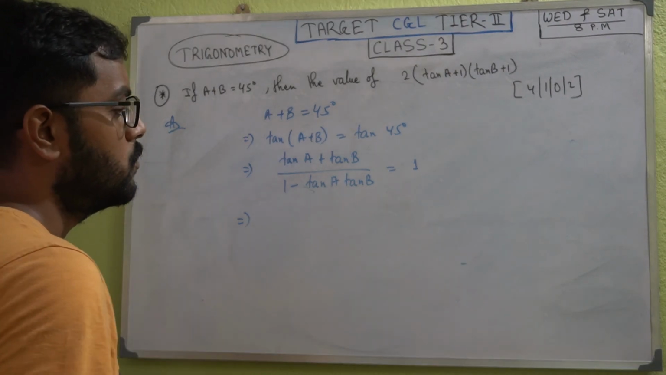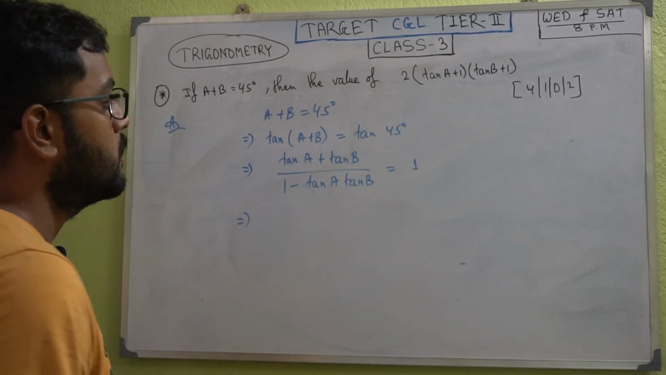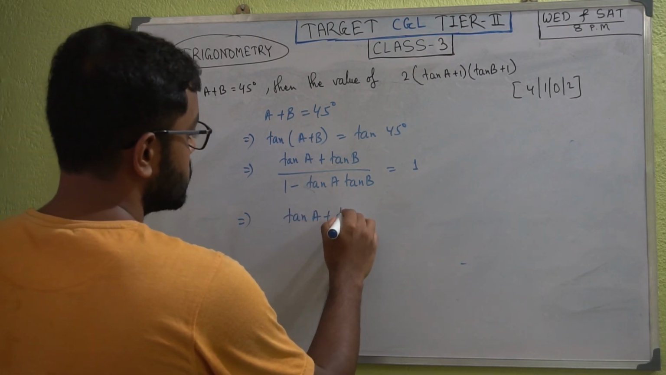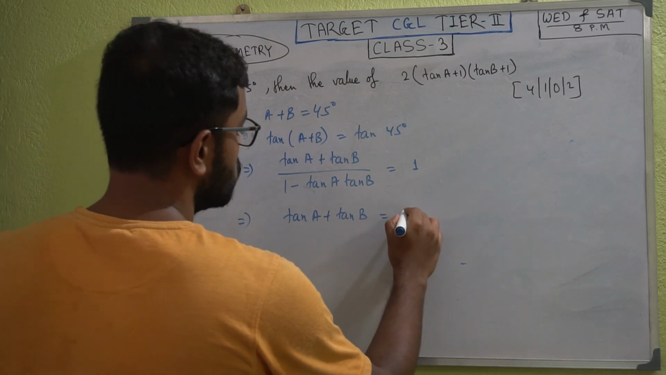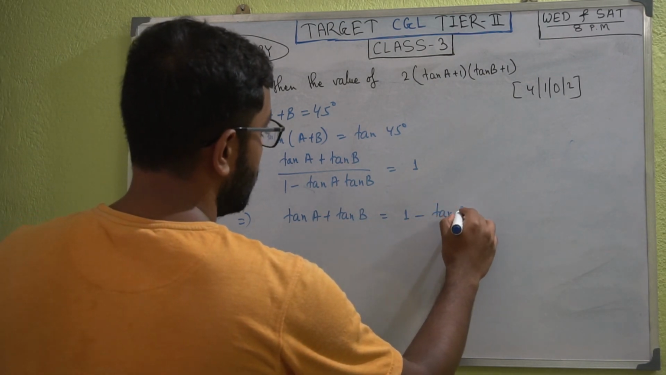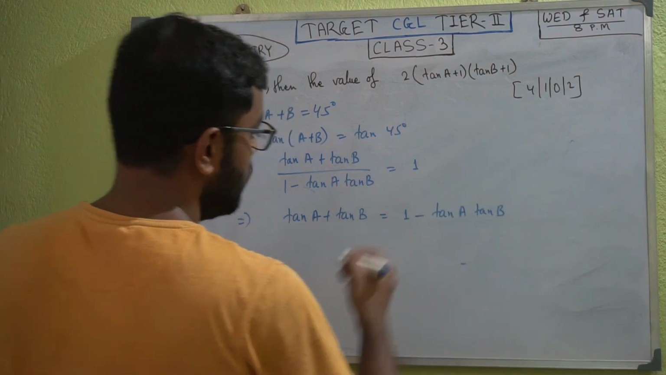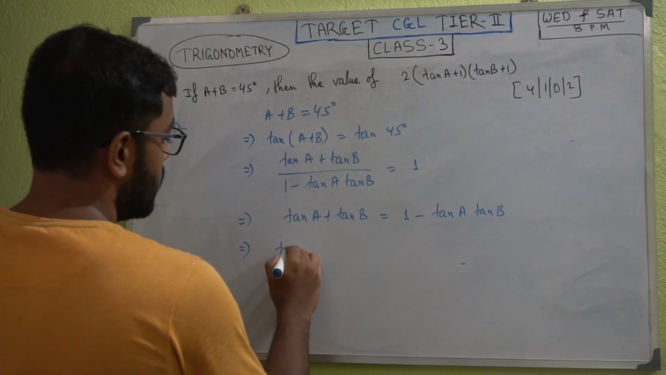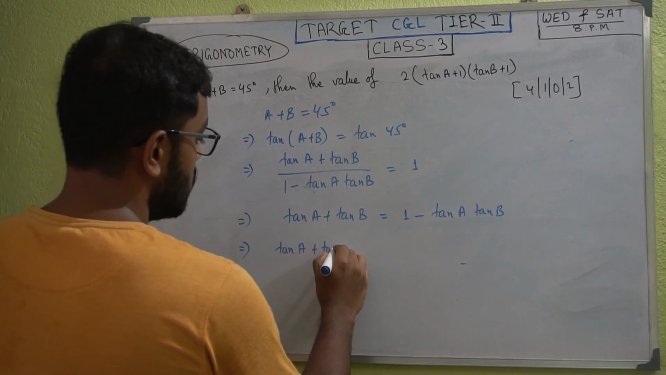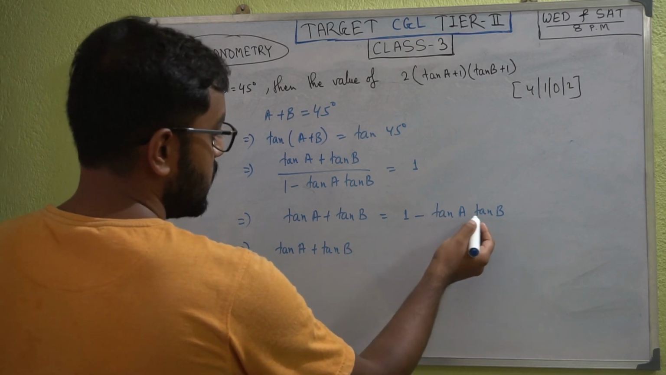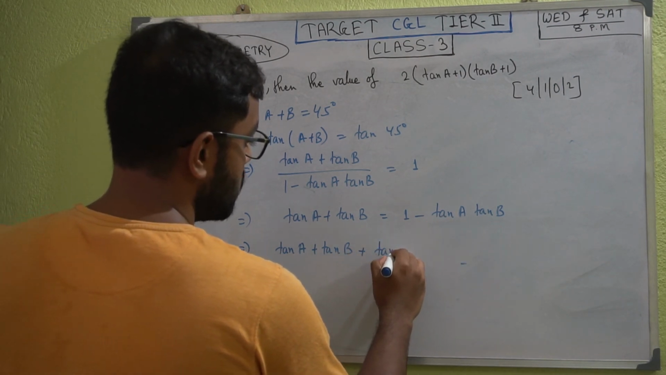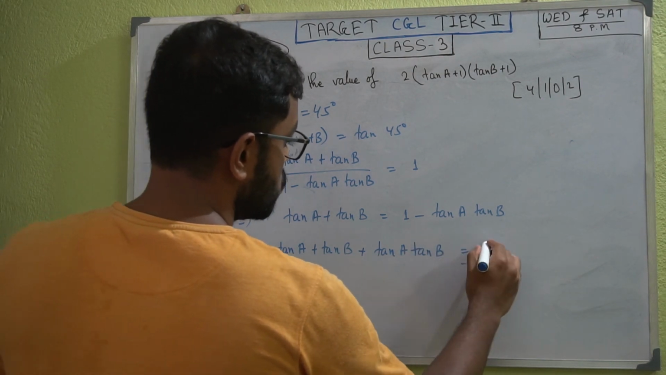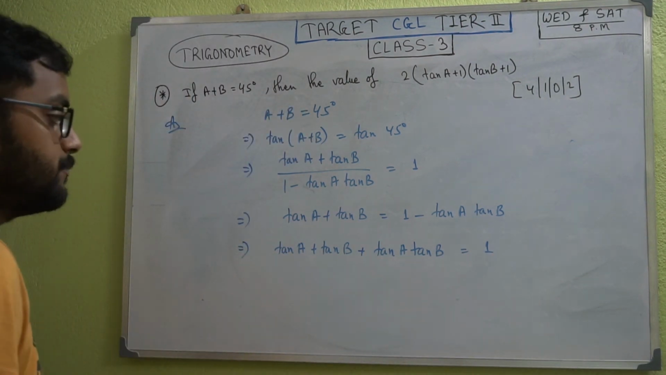tan a plus tan b by 1 minus tan a tan b equal to tan 45 degree equal to 1. Now multiplying diagonally, we get tan a plus tan b equal to 1 minus tan a tan b. Now tan a plus tan b, and here will be plus tan a tan b equal to 1.